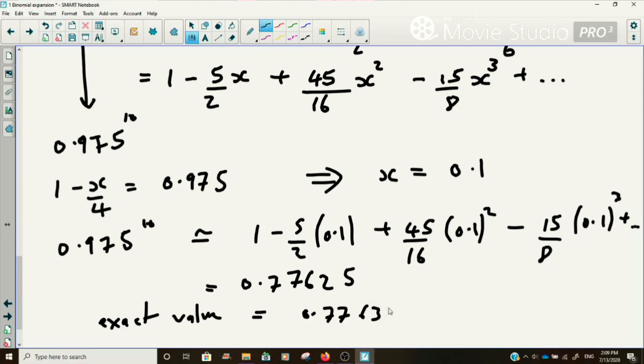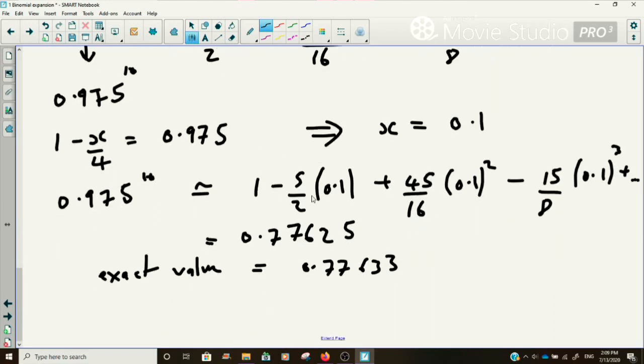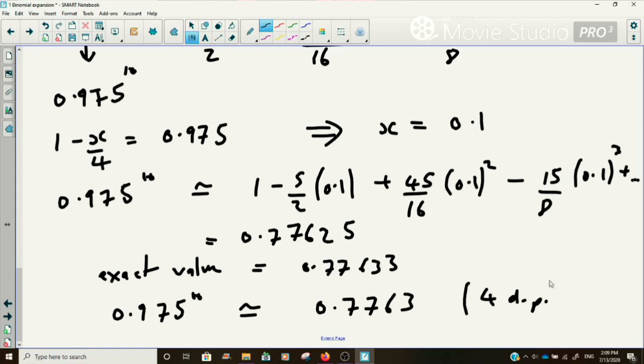I'm just going to show you what the exact value is. I'll just round it to 5 decimal places so you can see. 0.77633. We're actually only interested in our answer to 4 decimal places. So if you rounded both of these answers to 4 decimal places, you get the same value. So let's just write that down again. 0.975 to the power of 10 is approximately equal to 0.7763, and just put in brackets 4 dp, decimal places.